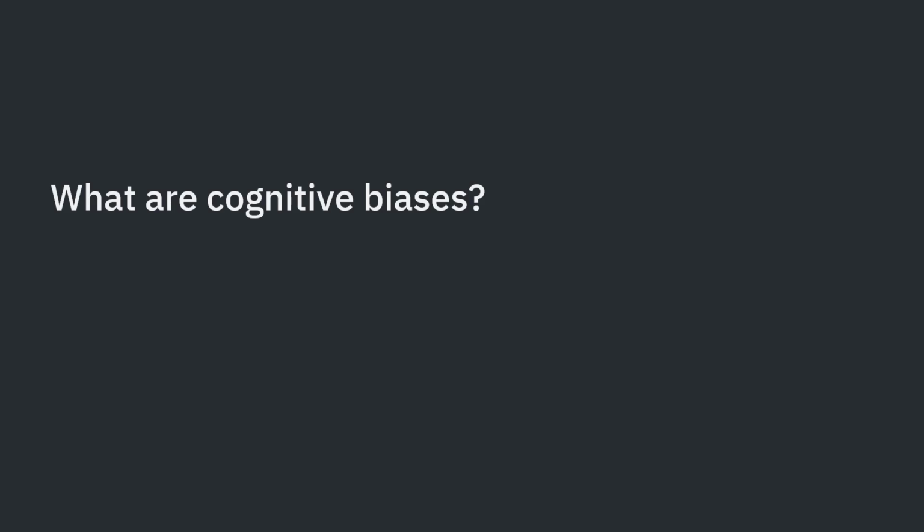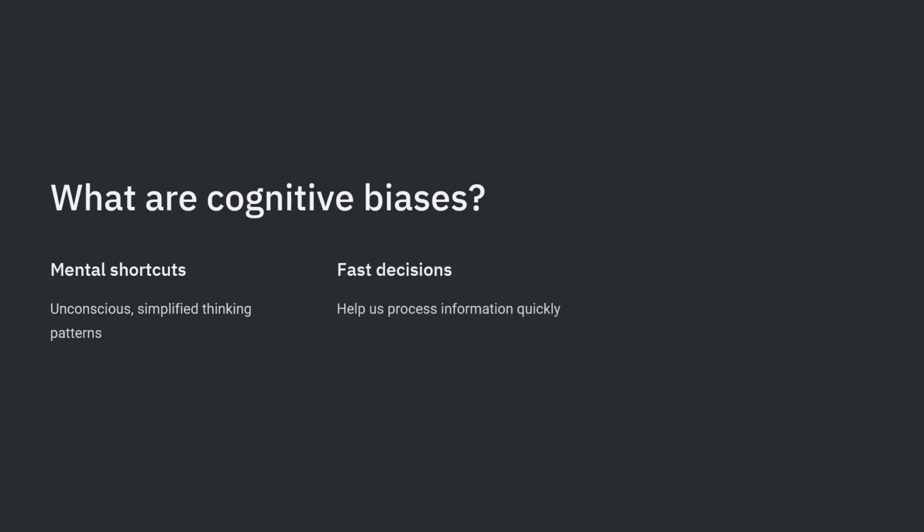So, what are cognitive biases? Cognitive biases are unconscious patterns of thinking that simplify our decision making process. They allow us to act quickly, which can be useful in certain situations. However, these shortcuts often lead to flawed judgments because they ignore objective data or alternative perspectives. Recognizing these biases is the first step towards improving our decision making skills.